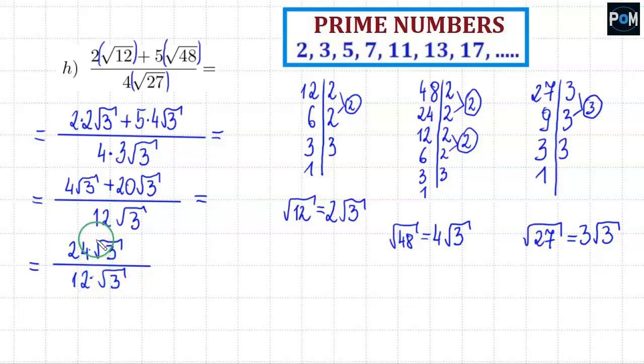The square root of 3 and the square root of 3 cancel each other out. There's only this much left, 24 over 12. 24 divided by 12 is simply 2. And this is the result for this example H.